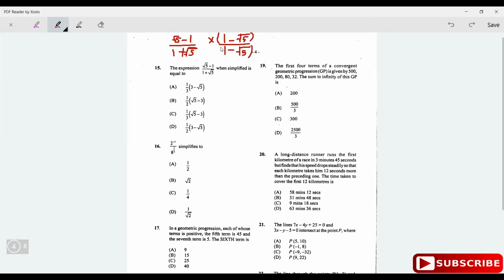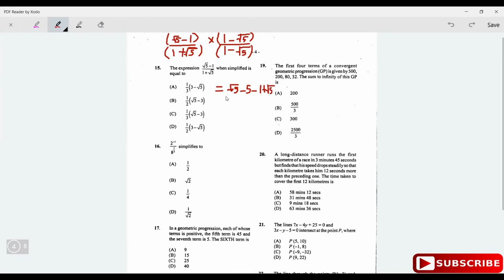Since we multiply both the denominator and the numerator by 1 minus root 5, what we're going to get is root 5 times 1, which is root 5. Root 5 times minus root 5, that's minus 5. Minus 1 times 1 is minus 1. And then minus 1 times minus root 5 is plus root 5. So I get plus root 5 here.